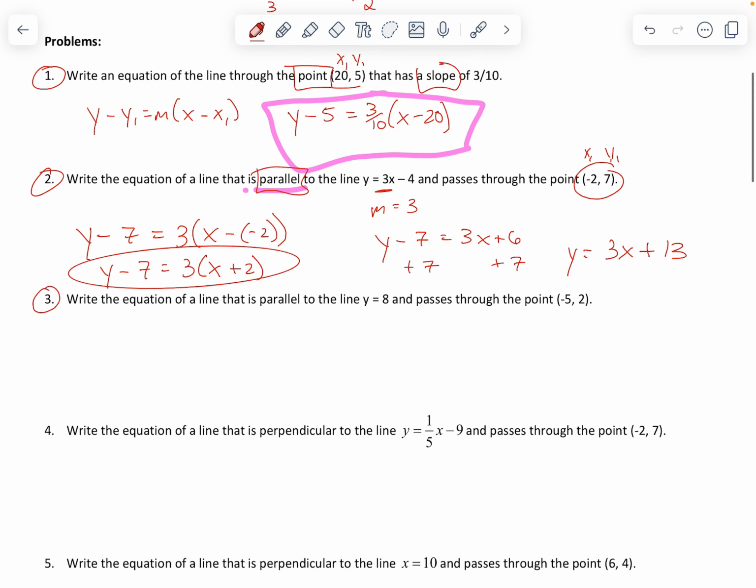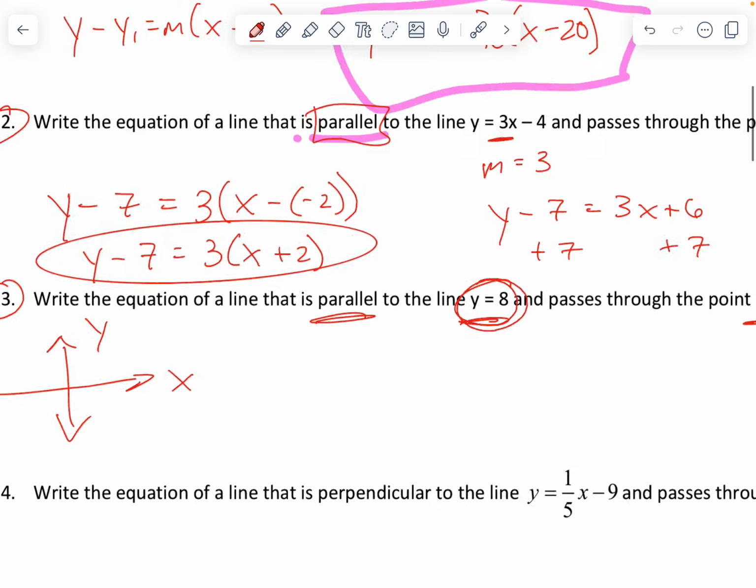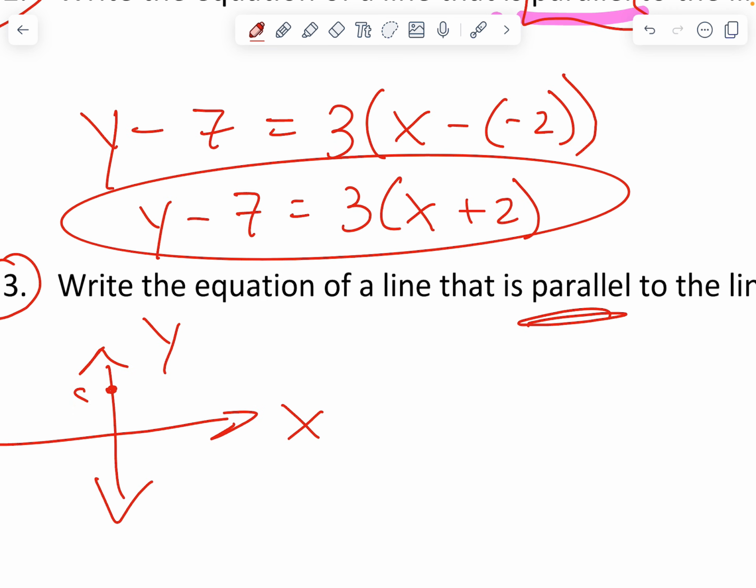Okay. Number 3, write an equation of a line that is parallel to the line y equals 8 and passes through the point (-5, 2). So if you remember on the graph, any equation, so if this is my x-axis, this is my y-axis, if it says y equals 8, that's going to be all the way up here at 8, and it's going to look like this.